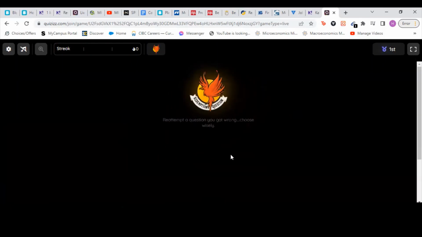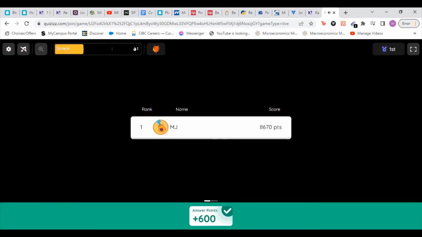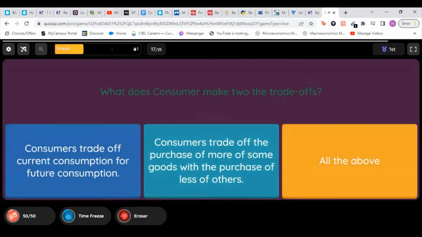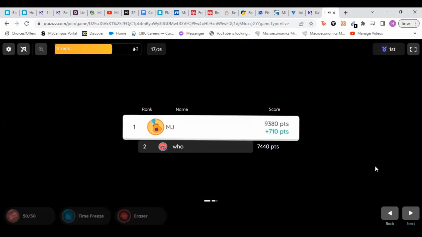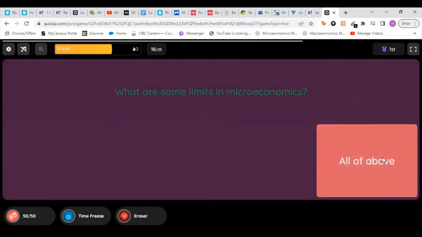Then in a planned economy, who makes decisions on the allocation of scarce resources? The government. What does the consumer make to the trade-offs? All of the above. What are some limits in microeconomics? All of the above. Excellent, great job.